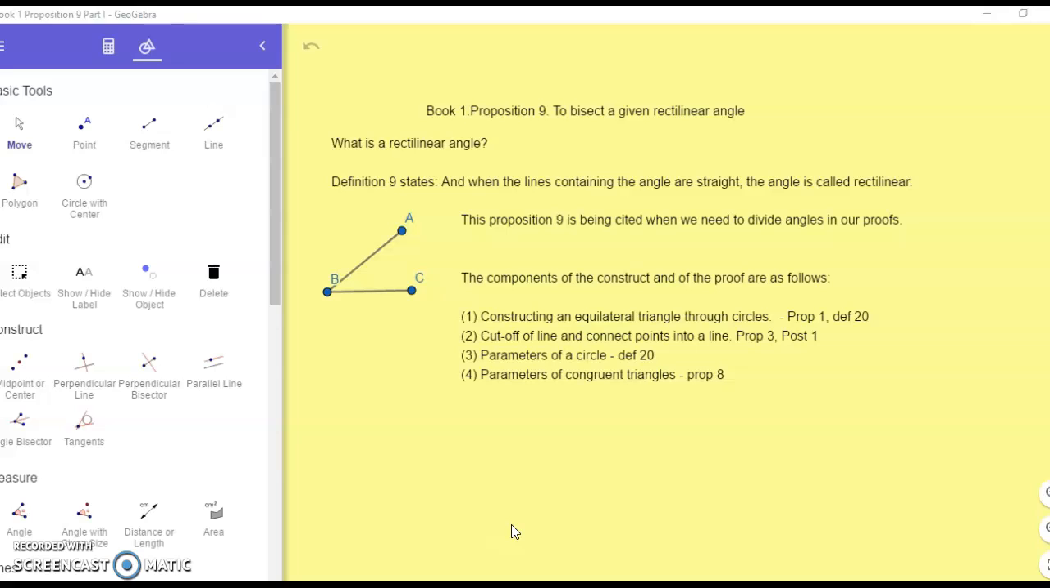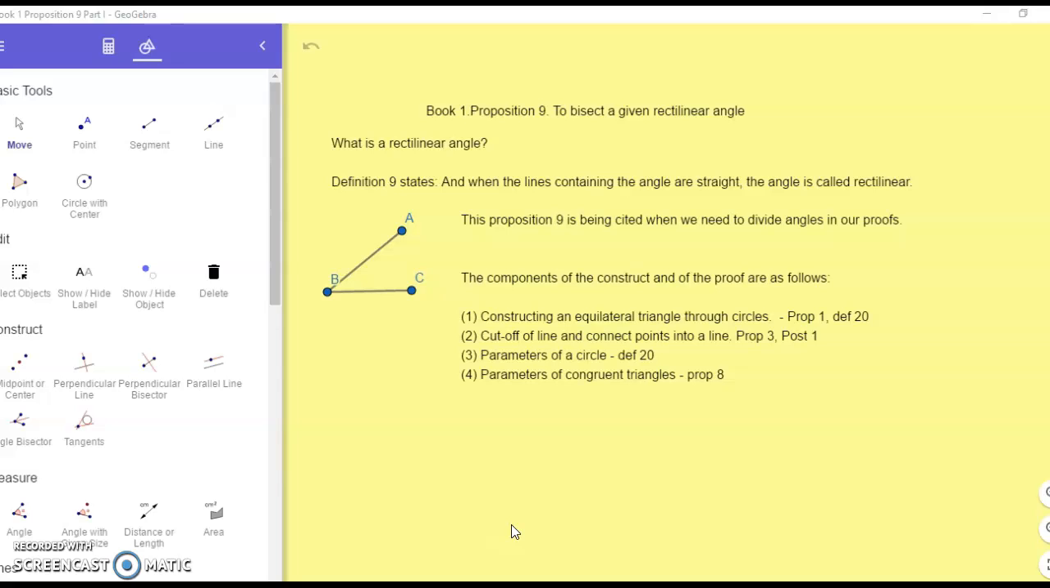Proposition 9: to bisect a given rectilinear angle. This is a construct proposition. It shows how to bisect an angle in the general sense. So what is a rectilinear angle?